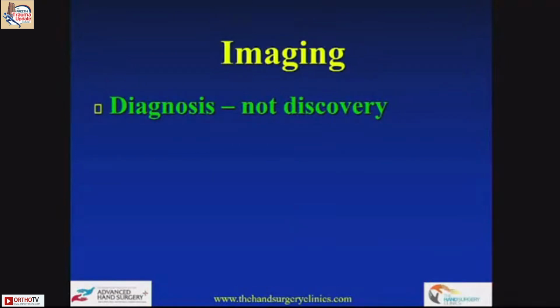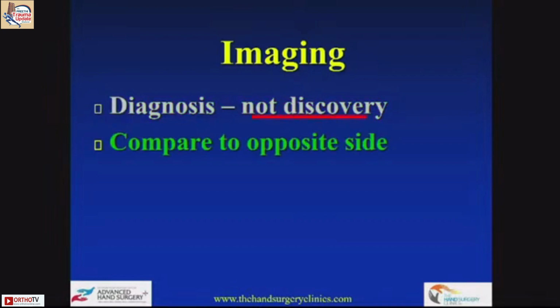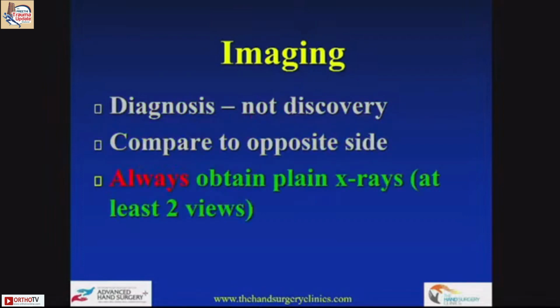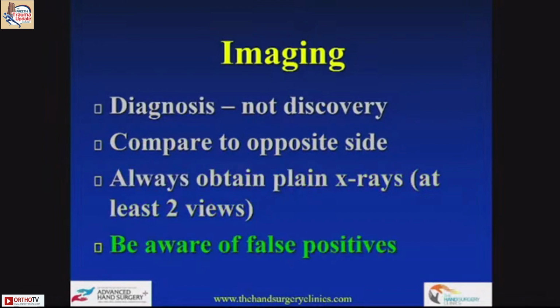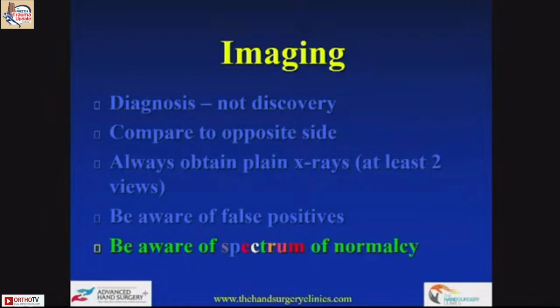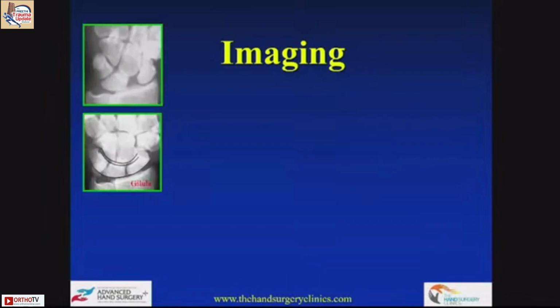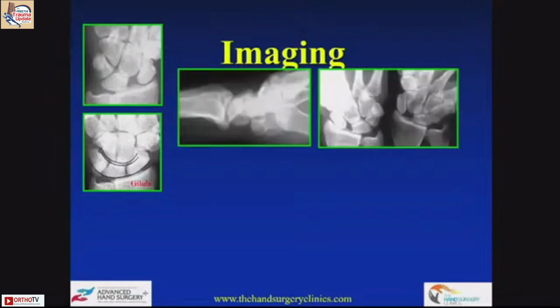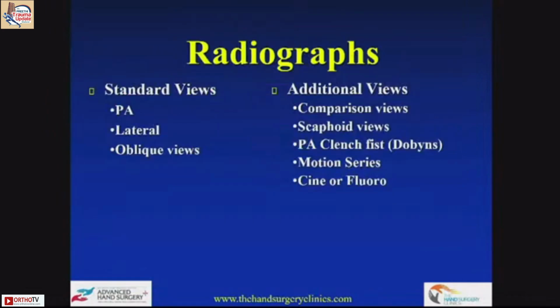The imaging for carpal instability or scapholunate dissociation should be for confirming what you know clinically and not a discovery of sorts. You should always compare it to the opposite side and always get plain x-rays in at least 2 orthogonal planes, and be aware of false positives as well as the spectrum of normalcy. The imaging basically comprises x-rays, stress views, MRIs, CT scans, sonography, as well as cine radiography or some fluoroscopy images.